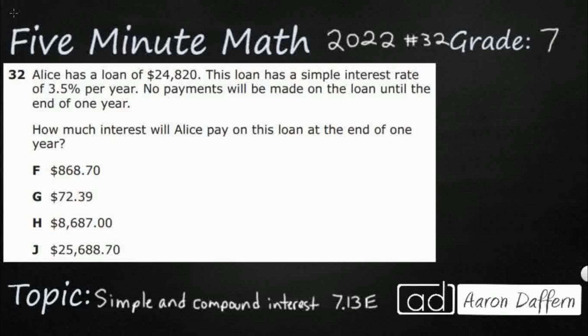Today we are looking at the 7th grade concept of simple and compound interest. This is standard 7.13e in the great state of Texas, and we are using item number 32 off the 2022 released STAAR test. If you haven't done so already, please take a moment to pause the video, work this problem out on your own, unpause it, and we will look at our answers together.